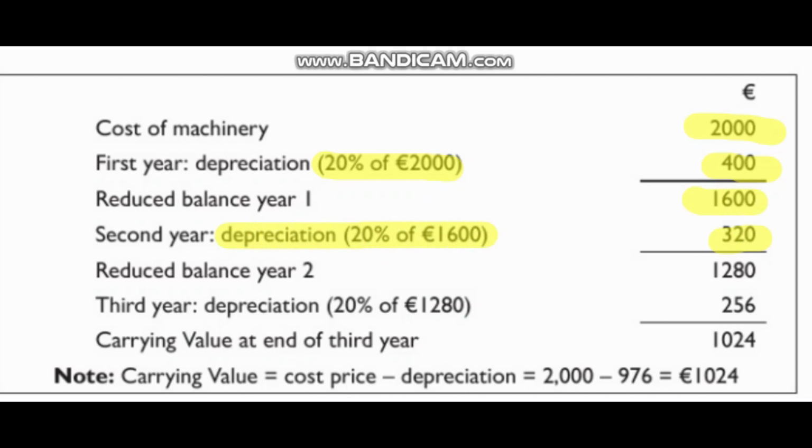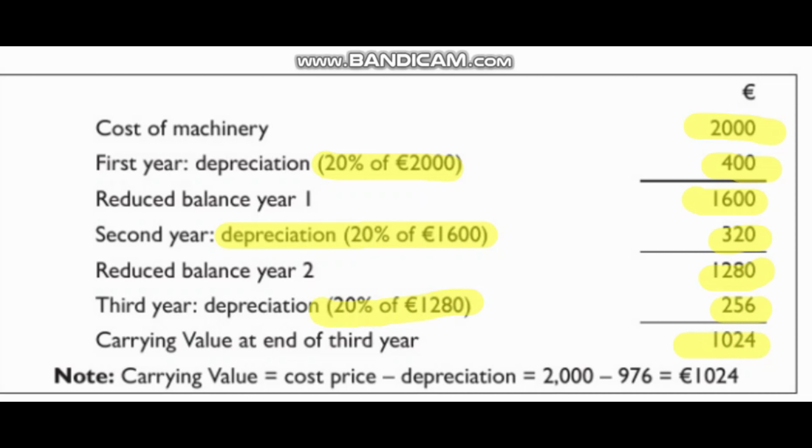So now your carrying value for the third year is 1,280 euros. Now the third year's depreciation charge will be a fixed rate of 20% on that 1,280 euros, which comes out to 256 euros. So your carrying value at the end of the third year would be 1,024 euros. So how do you calculate this carrying value separately?